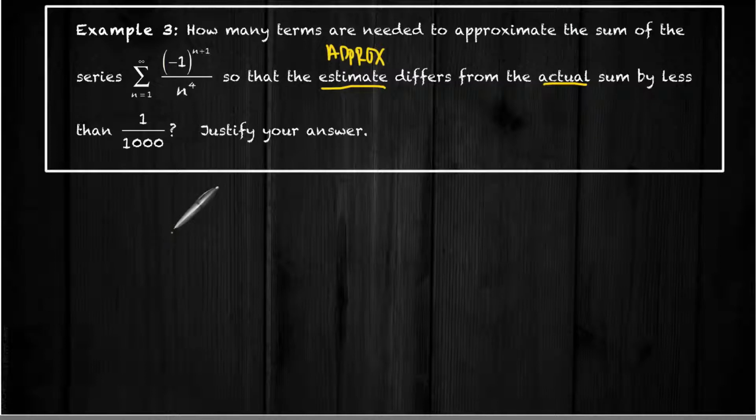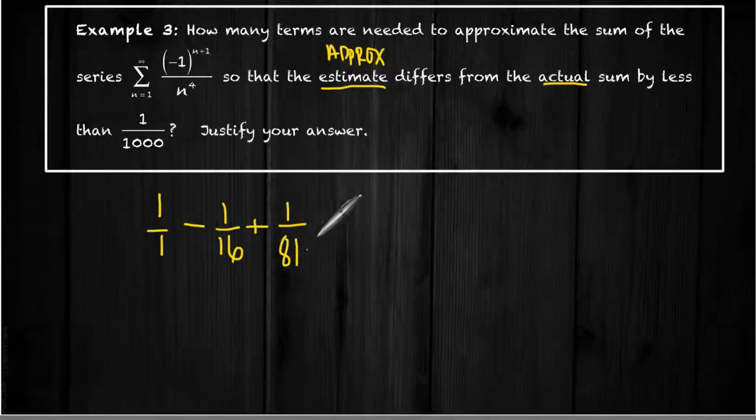So let's write out some terms. When n is 1, you have 1 over 1. When n is 2, you have negative 1 over 16. When n is 3, you have a positive 1 again over 3 to the 4th, which is 81. And then a minus 1 over 256. And then a positive 1 over 1296. So let's just write out some decimal equivalents here.